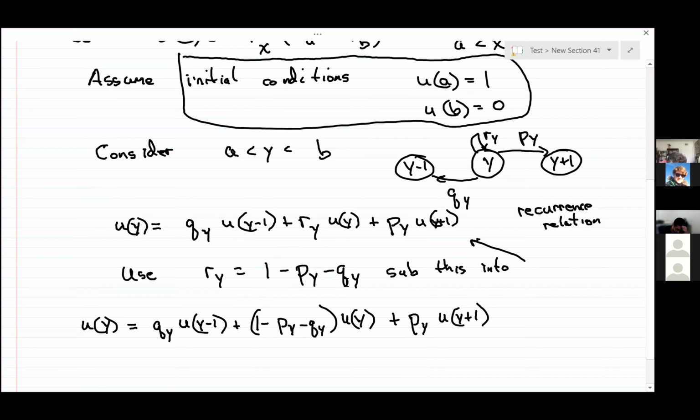Okay, now from here, probably a nice thing to do would be to expand this out a little bit. So let's do that.